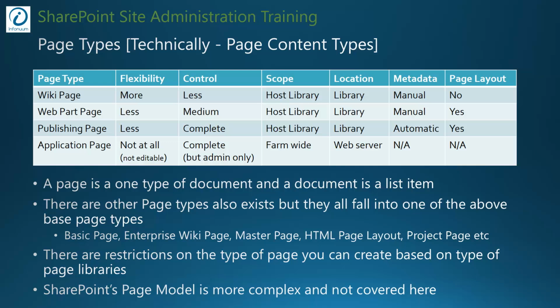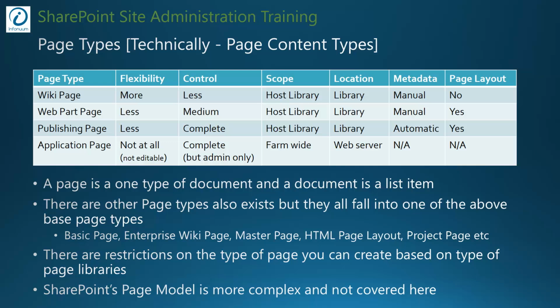And here I have 4 page types, and I have added some of the characteristics, and these things are important to the site admins in deciding when to use it and where to use it, each page type. And recall, a page is one type of document in SharePoint, and a document is ultimately a list item. There are also other page types that exist, but they all fall into one of the above page types.